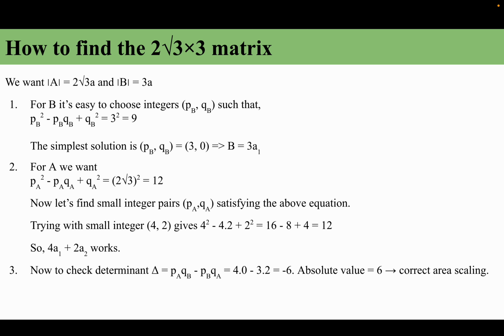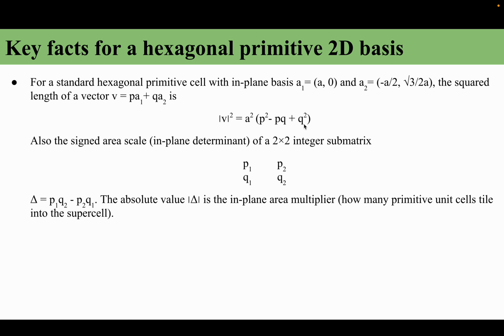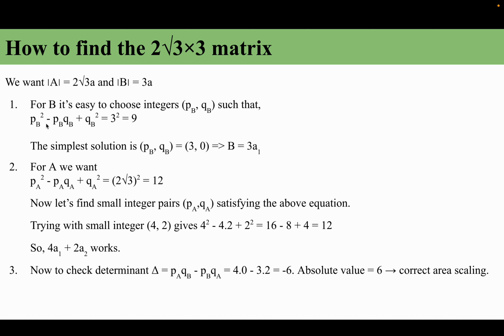Next is how to find this 2 root 3 cross 3 kind of matrix. Here we want our vector a to be 2 root 3 a and b to be 3a. For b it's very easy to choose integers pb and qb, using the formula that we have derived here, such that p square minus pb qb plus qb square is equal to 3 square, which is equal to 9.